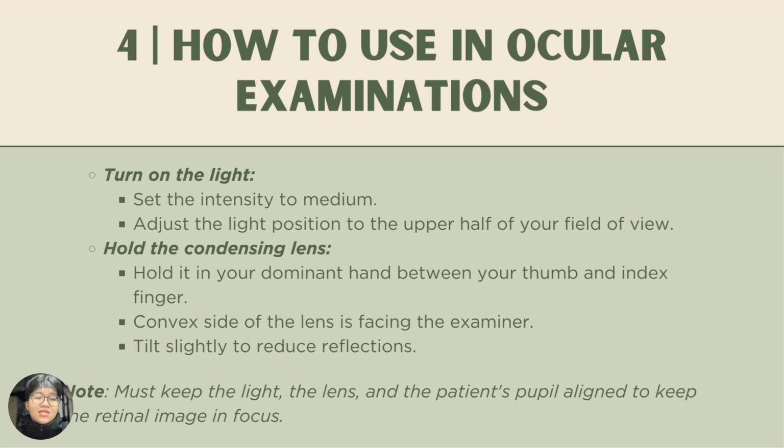Turn on the light. Set the intensity to medium. Adjust the light position to the upper half of your field of view. Now hold the condensing lens. Hold it in your dominant hand between your thumb and index finger. The convex side of this lens is facing the examiner. Tilt slightly to reduce reflections. Now note, you must keep the light, the lens, and the patient's pupil aligned to keep the retinal image in focus.